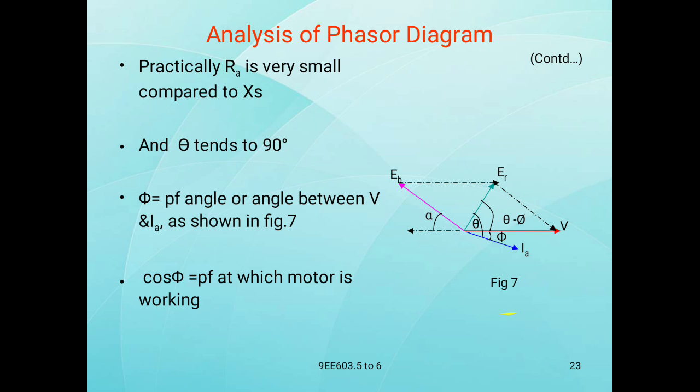Practically, RA is very small compared to XS, and theta tends to 90 degrees. Phi is the power factor angle between the voltage and current, and cos phi is the power factor at which the motor is working.